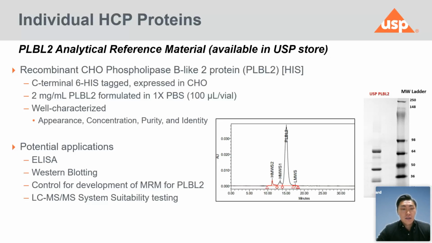This is very well characterized by appearance, concentration, purity, and identification. Some of the additional testing that we did not include in the product information sheet includes peptide sequencing and mass spec. On the right-hand side, you can see the purity analysis by SEC as well as the identity by SDS-PAGE. Some potential applications for this whole cell protein of concern are usage in ELISA, Western blotting, control for development of MRM for PLBL2 identification and quantitation, and it can also be used as an LC-MS system suitability testing material.